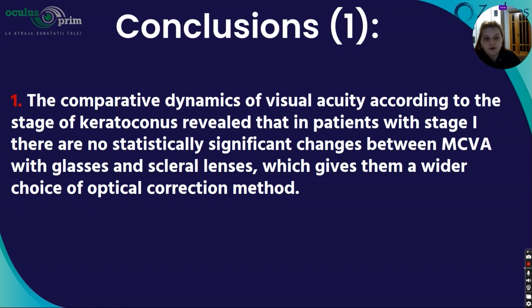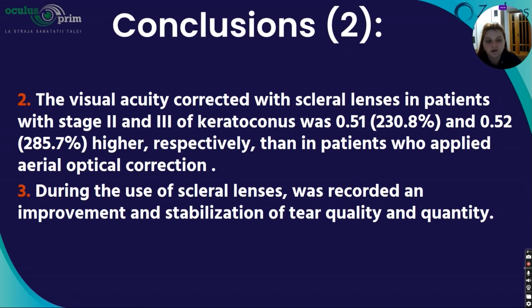In conclusion, the comparative dynamics of visual acuity according to the stage of keratoconus revealed that in patients with stage 1 there are no statistically significant changes between maximum corrected visual acuity with glasses and scleral lenses, which gives them a wider choice of optical correction method. The visual acuity corrected with scleral lenses in patients with stage 2 and 3 of keratoconus was 0.51 and 0.52 higher respectively than in patients who applied spectacle optical correction.